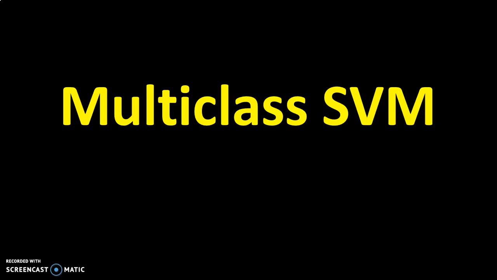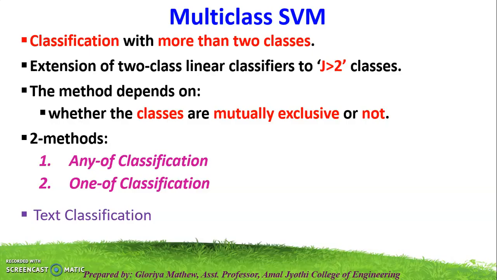In this section, we are going to discuss multi-class SVM. Simply, an SVM is a support vector machine, and the basic model of SVM is used for classifying objects into two classes. As the title indicates, multi-class SVM performs classification with more than two classes.